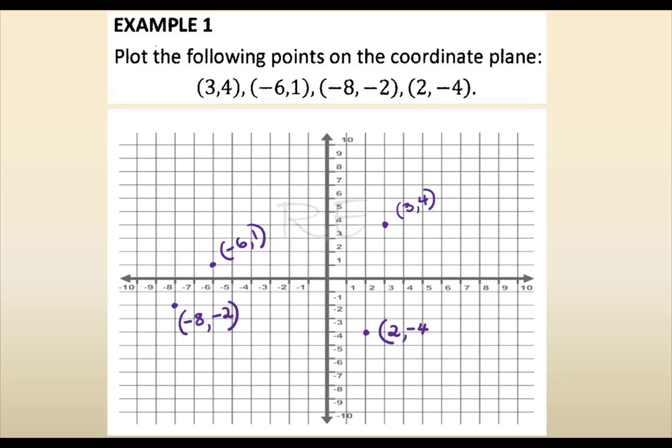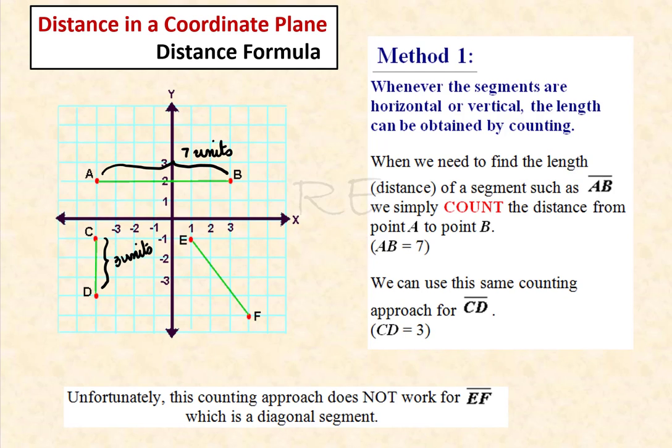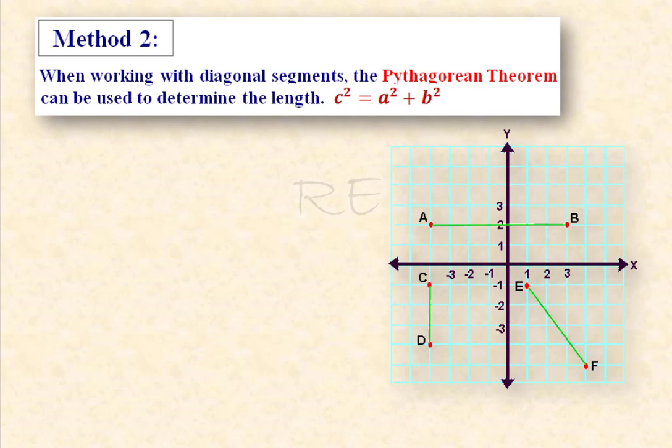(2, -4). Whenever the segments are horizontal or vertical, the length can be obtained by counting. For AB, we count 7 units, a horizontal line. For CD, we count 3 units, a vertical line. Unfortunately for EF, this counting approach does not work because it's a diagonal segment.